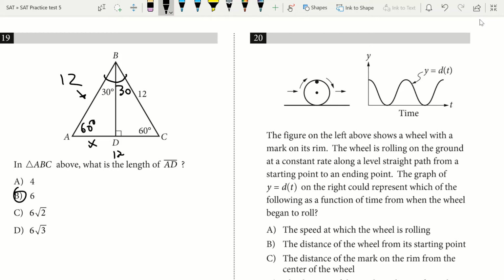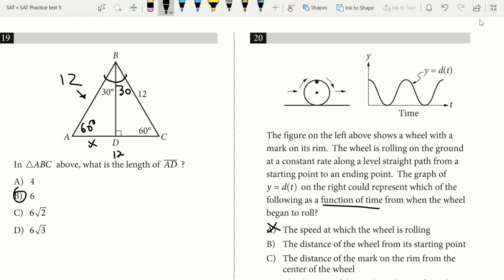Question 20, the figure on the left above shows a wheel with a mark on its rim. The wheel is rolling on the ground at a constant rate along a level path straight from a starting point to an ending point. The graph of y equals d of t on the right could represent which of the following is a function of time. So a function of time from when the wheel began to roll. The speed at which the wheel is rolling?